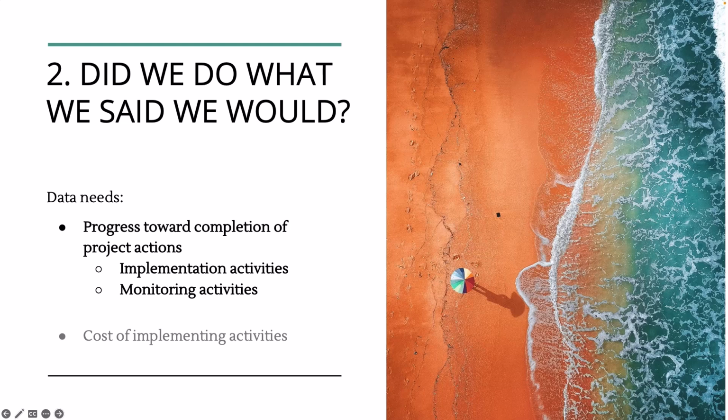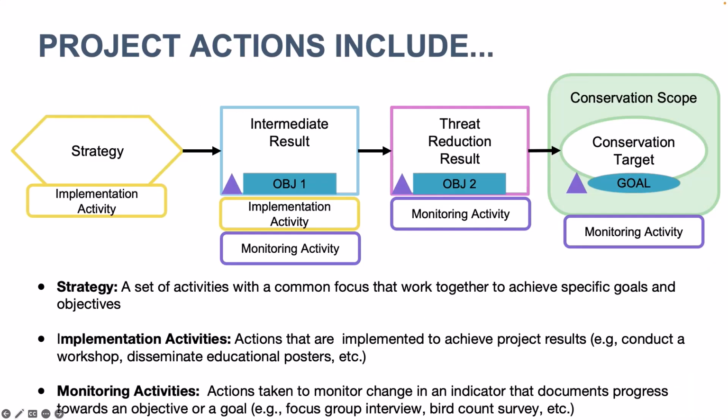Next, let's discuss the preparation of data for answering question 2. Did we do what we said we would? And if not, why not? The first type of data we'll want to track is progress towards completion of project actions. That includes implementation activities and monitoring activities. As shown in this results chain, there are 3 types of project actions: strategies, implementation activities, and monitoring activities. In this module, we'll provide guidance on tracking each of these.